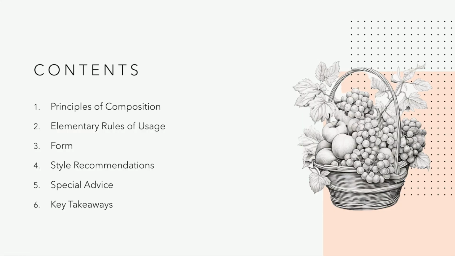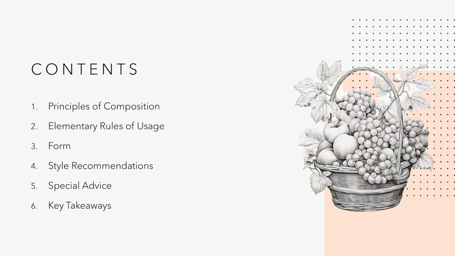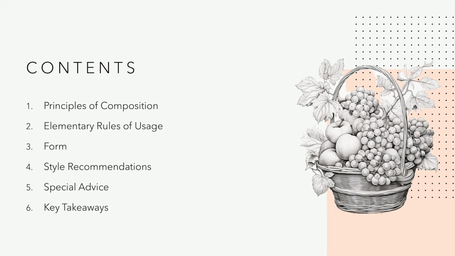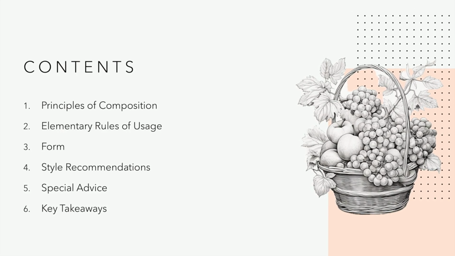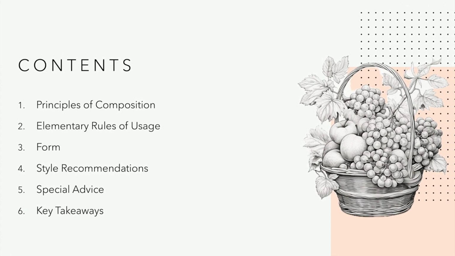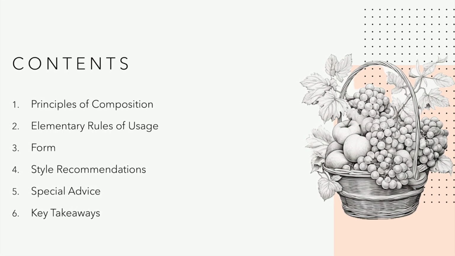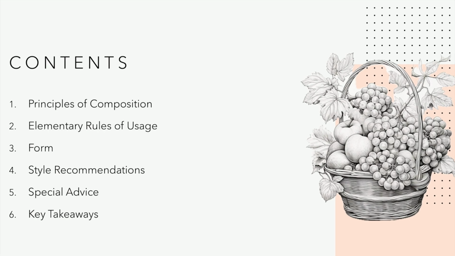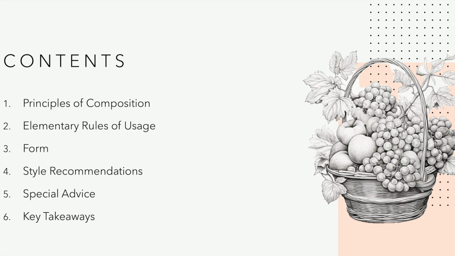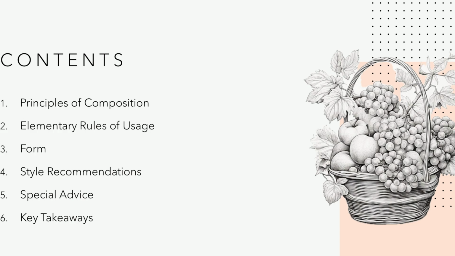The video is separated into 6 parts. Principles of Composition talks about some common sense tips that you can use to make your writing more concise and aesthetically pleasing. Elementary Rules of Usage explore some rules that writers often forget or miss when writing essays. In Form, we talk about some of the ways we can take our writing structure to another level, while Style Recommendations is just that. It gives some advice to make your writing stand out. Special Advice warns of some common pitfalls we might make when we try to impress, while Key Takeaways summates the maxims that we pick up along the way in each part.